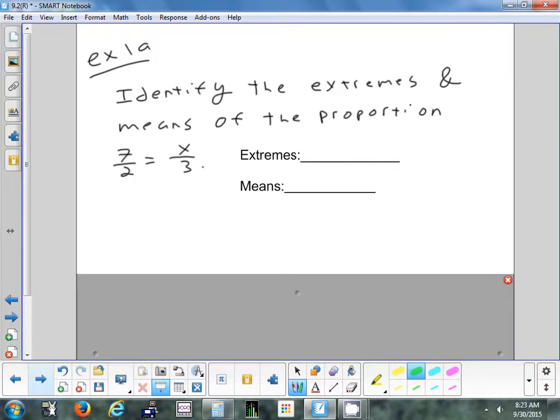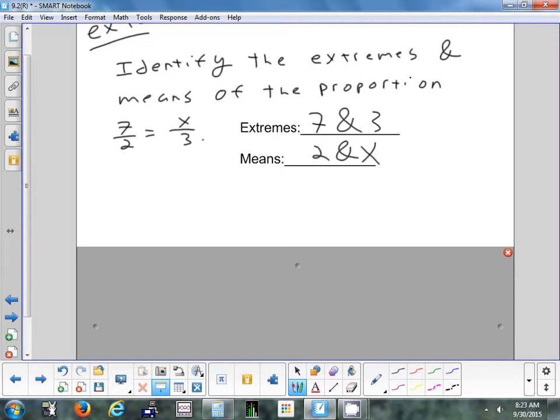So guys, on your sheet it says to identify the extremes and means of the proportion. You just have to write it in. It's the same one that's in the box at the beginning of the notes. We already did it together. Alex, can you remind me, what are my extremes? 7 and 3. Yep. And my means? 2 and X. That's it. Later on, we're actually going to solve for X. For this problem, though, you don't have to find what X is. Just identify the means and extremes.